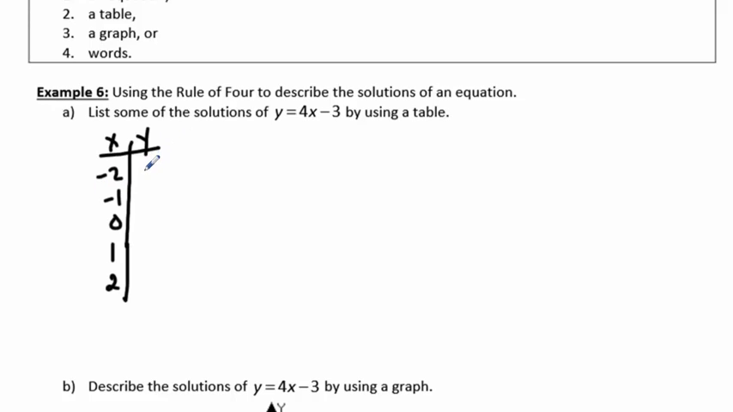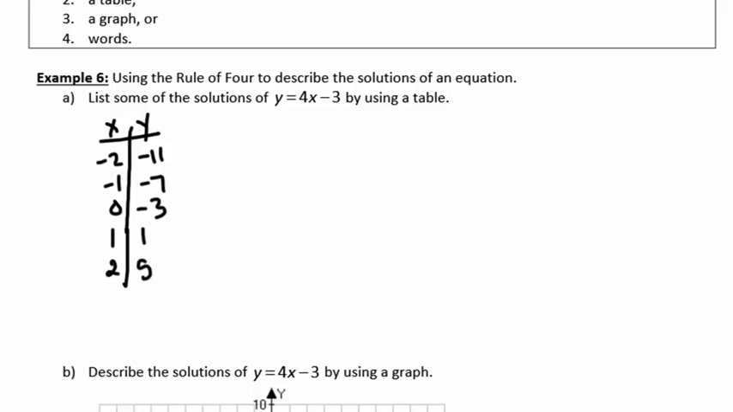So here I'm going to use a standard -2 to 2 system to get 5 values. We plug in -2 for x. -2 times 4 is -8, minus 3 is -11. If I plug in -1, I'm going to get -4, minus 3 is -7. If I plug in 0, I'll get my y-intercept, which I know is -3. If I plug in 1, 1 times 4 is 4, minus 3 is 1. And 2 times 4 is 8, minus 3 is 5. So my table lists just a few solutions, and gives us one way of describing the equation.